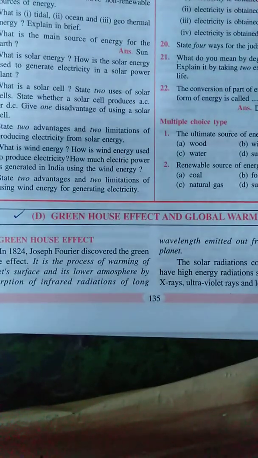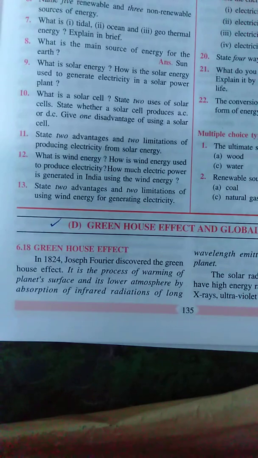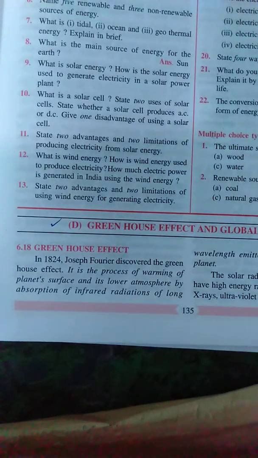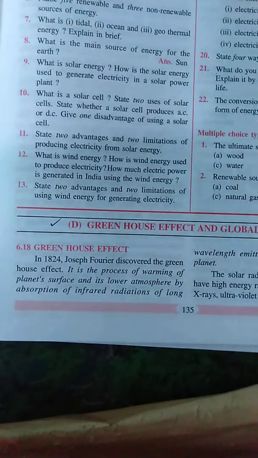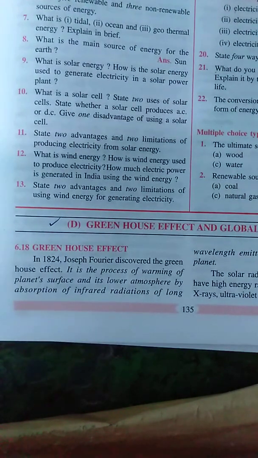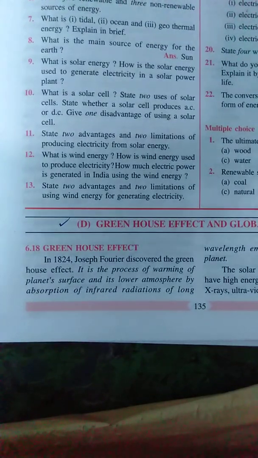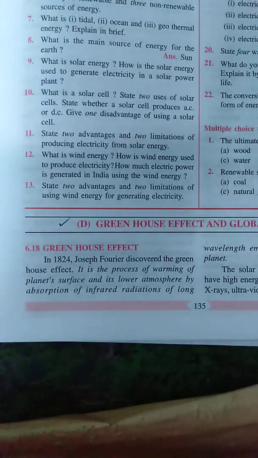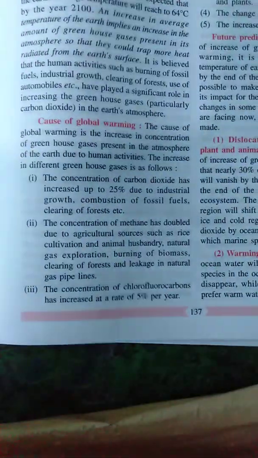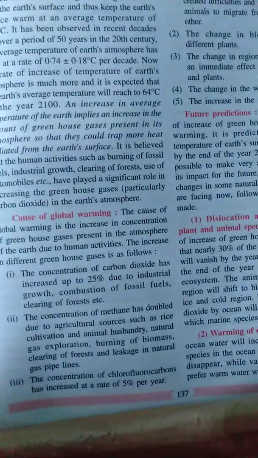So greenhouse effect means what? In 1824, Joseph Fourier discovered the greenhouse effect. This is a process of warming the planet surface by the absorption of infrared radiation. And what is the cause? The cause is the excessive increase in the percentage of carbon dioxide. So in the new syllabus you only have to study what the greenhouse effect is and what its causes are, which you know very well. And now we are coming to the next part, global warming.